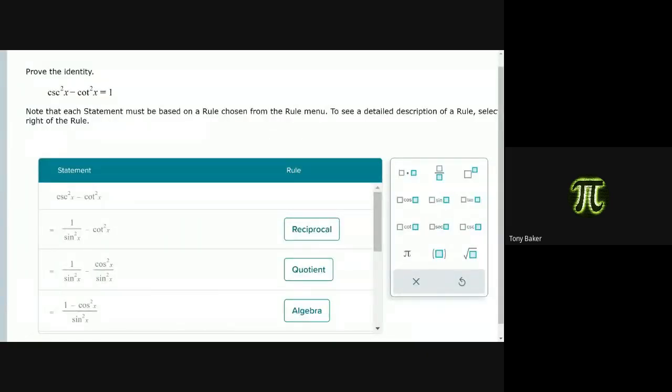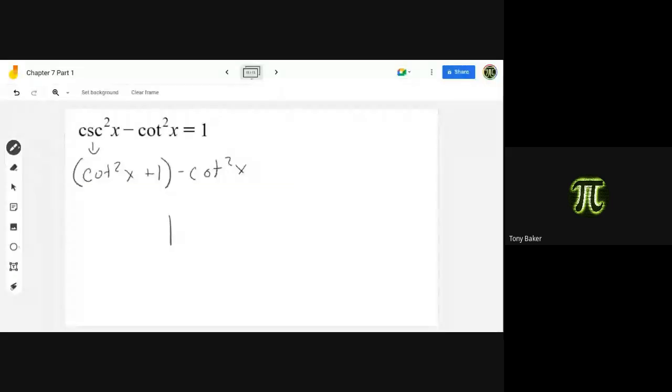Oh, hold on. I'll go back so people can finish writing it down. We good? So yes, you could, but basically since you're doing 2 different rules, the Pythagorean identity and then algebra to clean it up, that's why it has to be 2 steps. Just the Pythagorean identity alone won't get you to 1.